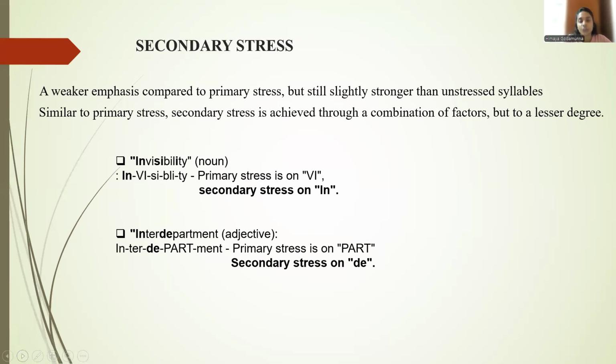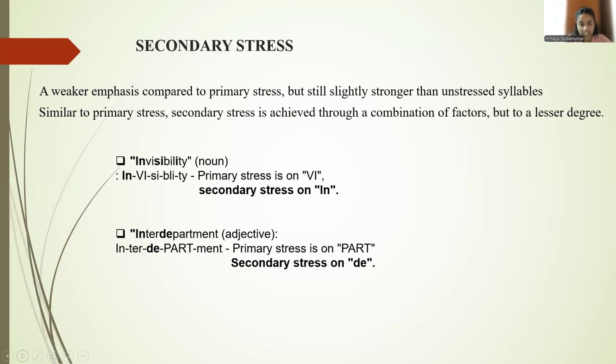Imagine an office room. There is a boss or a manager and also assistant managers. So primary stress works as a manager: stronger, louder, and the leader. And secondary stress works as an assistant manager. So here, look at these examples. The word invisibility: the primary stress is on vis, and the secondary stress is on in.